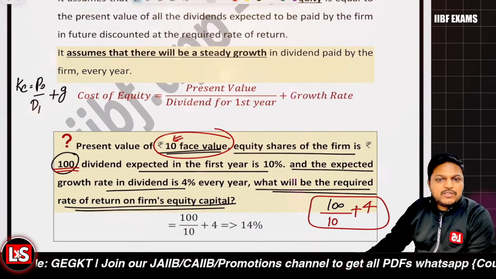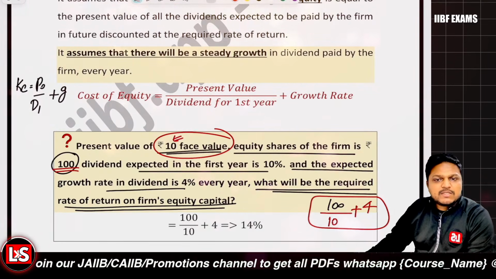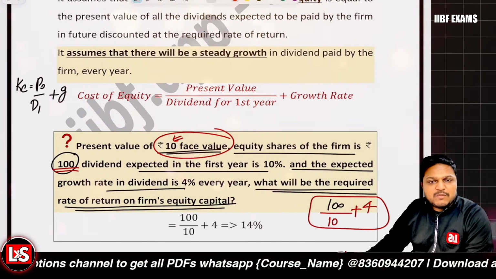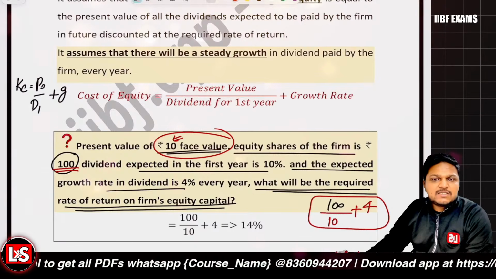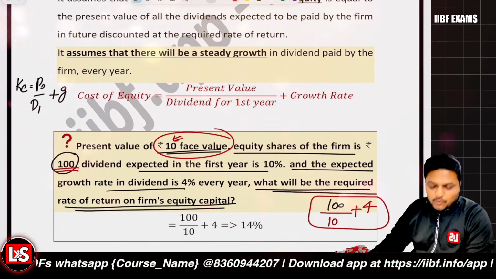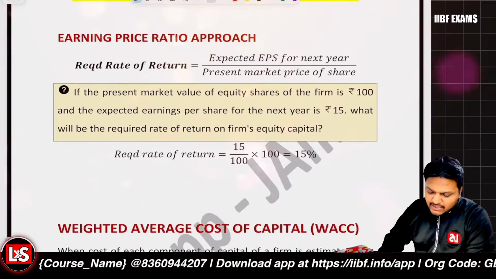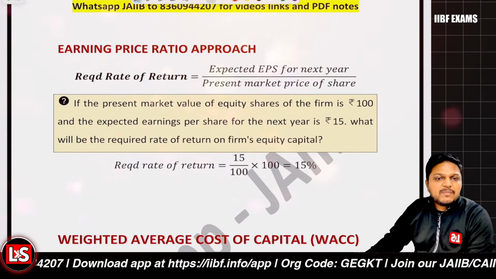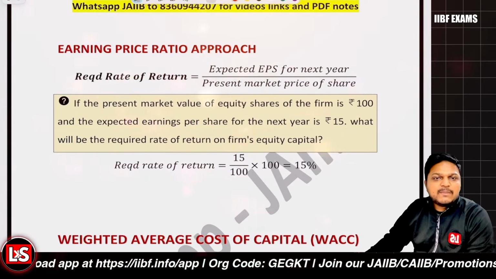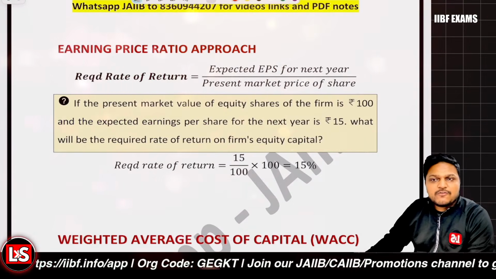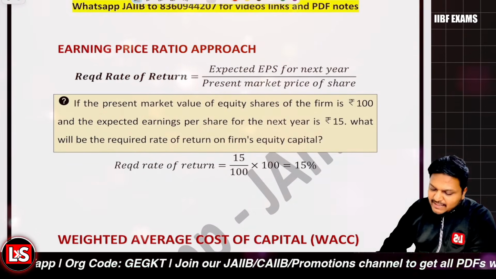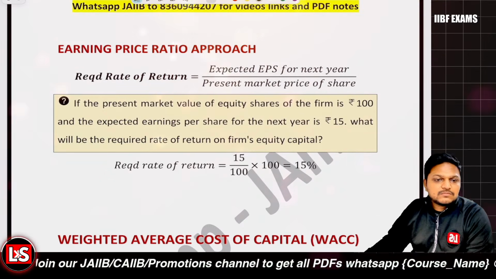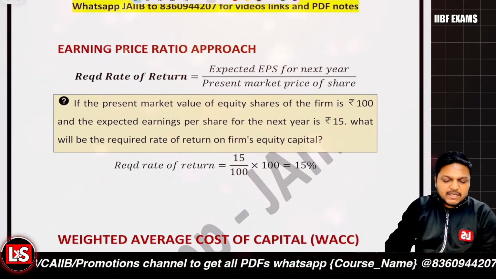So we have learned three approaches so far. One, related to the CAPM, the capital asset pricing model. Second, the bond yield plus risk premium approach. Third, the DGM, that is the dividend growth model approach. And the fourth one that we are going to learn is the earning price ratio approach, or the EP approach. So what is the formula? This is the expected EPS for the next year divided by the present market value of the share.